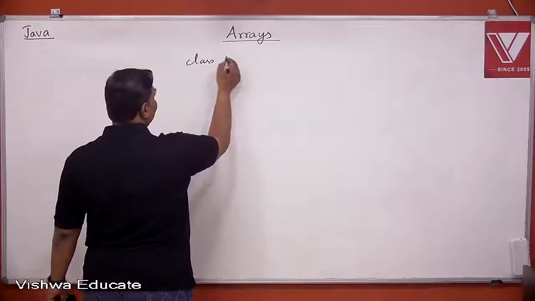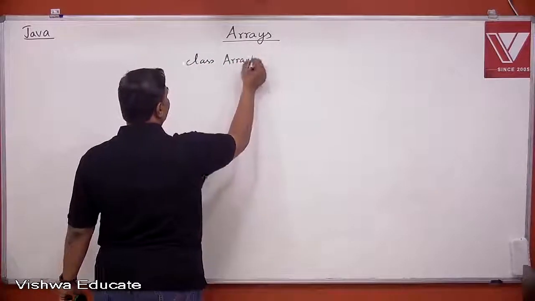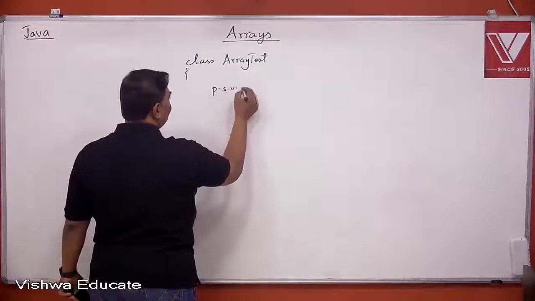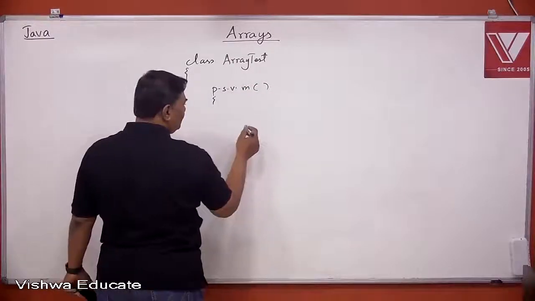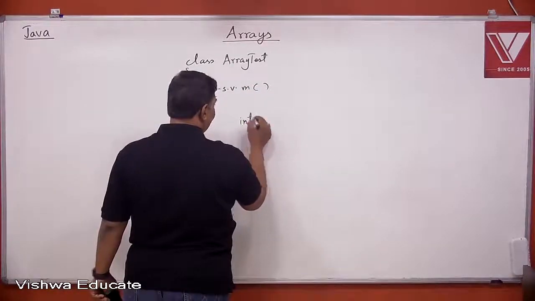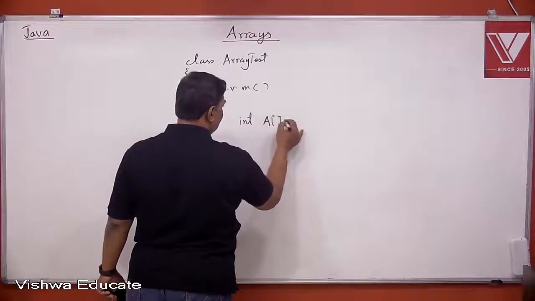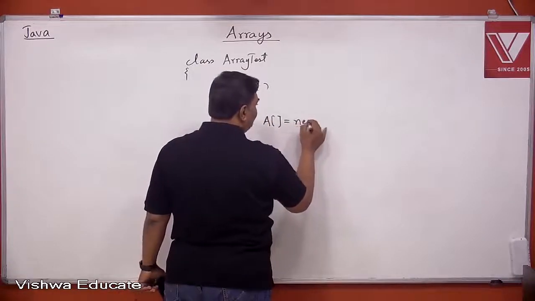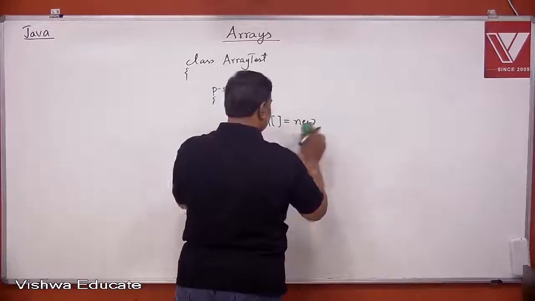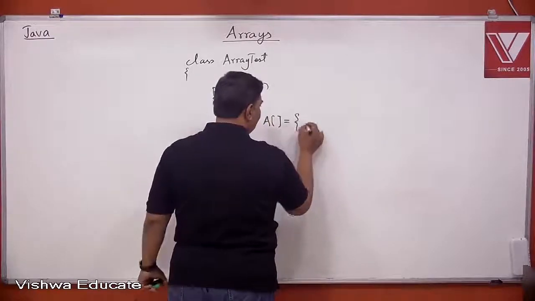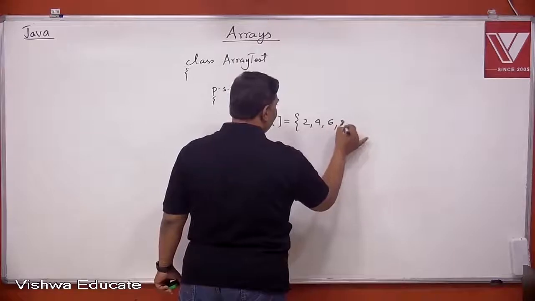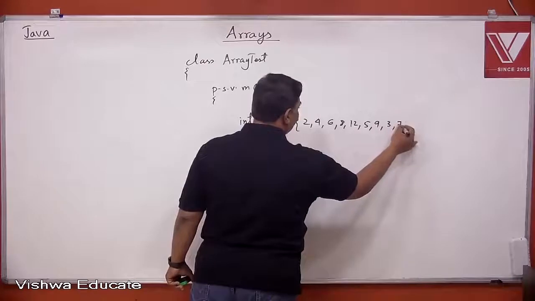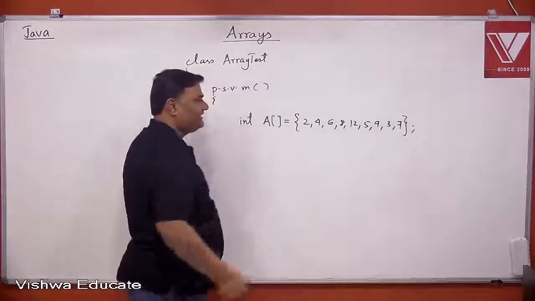Sorry, class ArrayTest. public static void main. Now here I have an integer array a, new, and I'll take the same elements 2, 4, 6, 8, 12, 5, 9, 3, 7. So I have some size array.